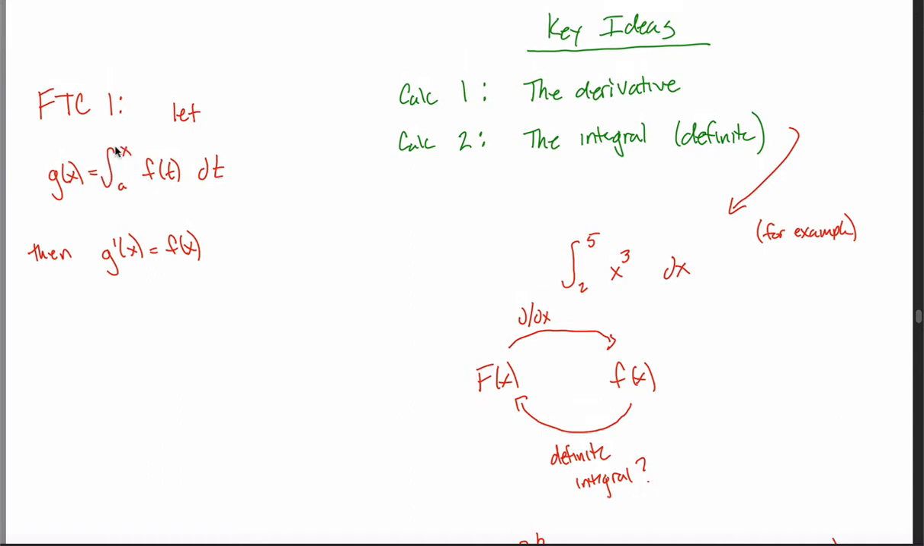Right? Because if you think about how you would evaluate this thing, step one would be to figure out capital F of t, and then step two would be to change all the t's into x's, and then change all the t's into a's, and subtract those two things.